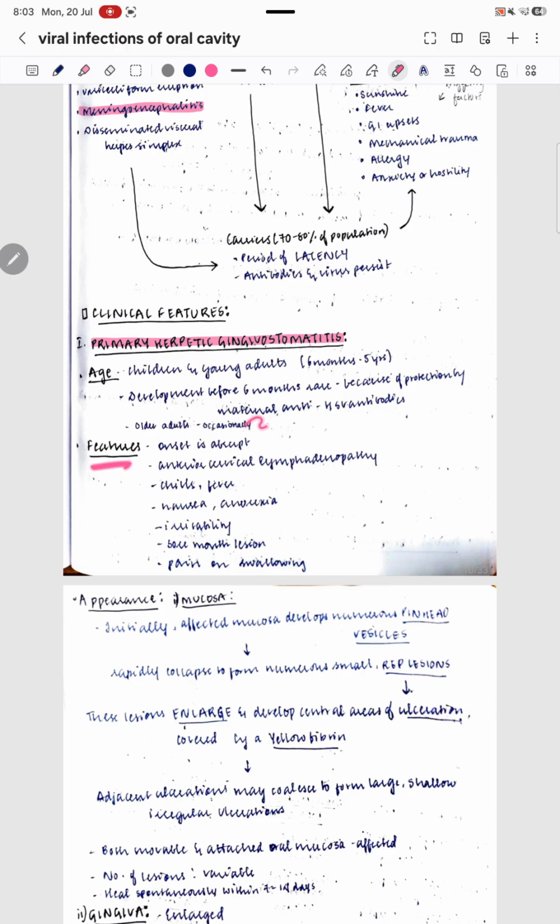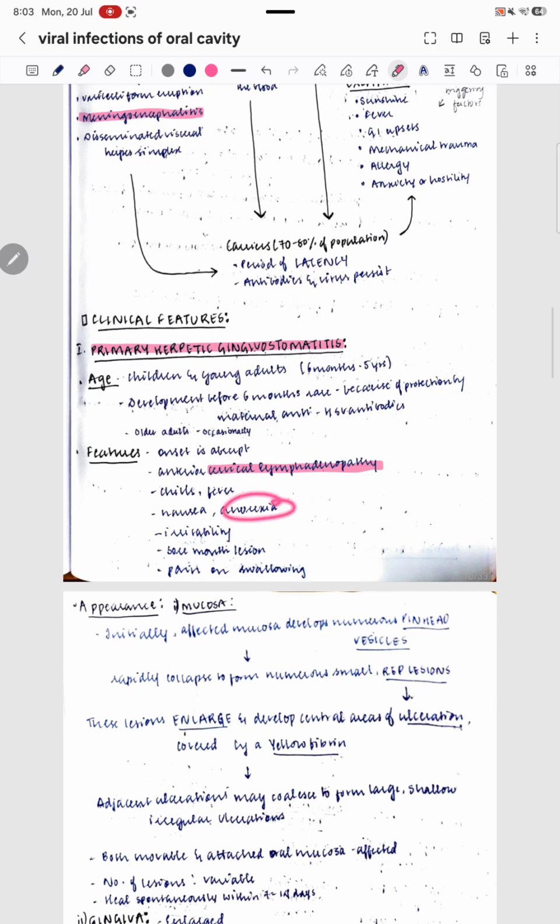Coming to the features, the onset is abrupt. Anterior cervical lymphadenopathy is seen. So here we're going to mainly discuss what all the symptoms are. First is the anterior cervical lymphadenopathy, chills, fever, nausea, anorexia. If you don't know what anorexia is, loss of appetite is anorexia.